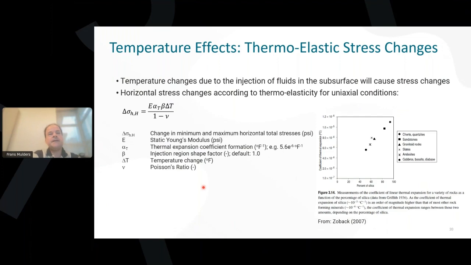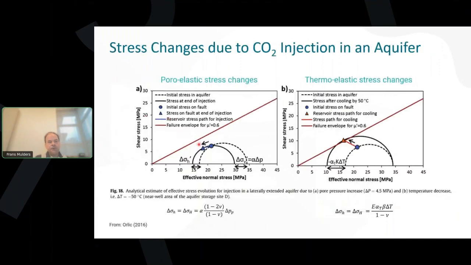Two more slides. This is temperature effects. Notice that I spent a lot of time on pore pressure changes. There are only 2 slides on the effects of temperature changes. In essence, if you go again into uniaxial conditions, meaning no horizontal strain, you can actually calculate changes in horizontal stresses analytically. But again, you should probably do it numerically.